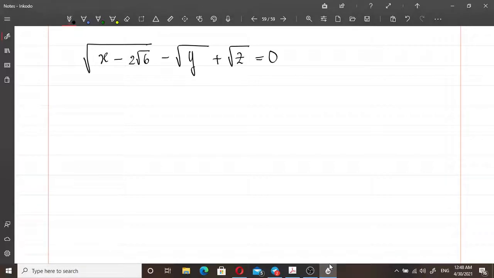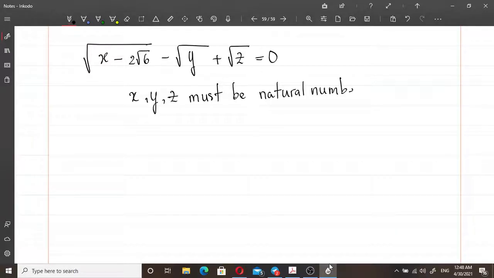Its purpose is to find the roots of this equation, which are x, y, and z. Furthermore, x, y, and z must be natural numbers, or we can write it as x, y, and z belong to the set of natural numbers.